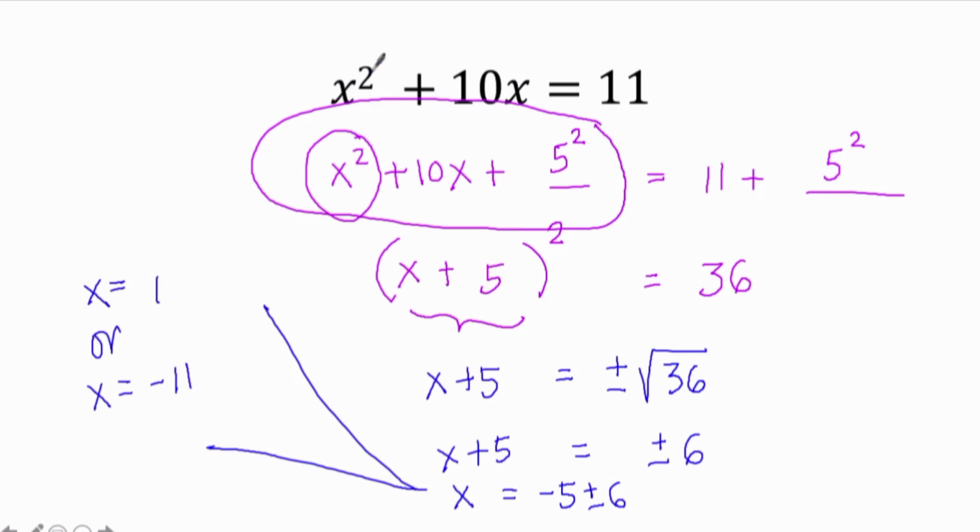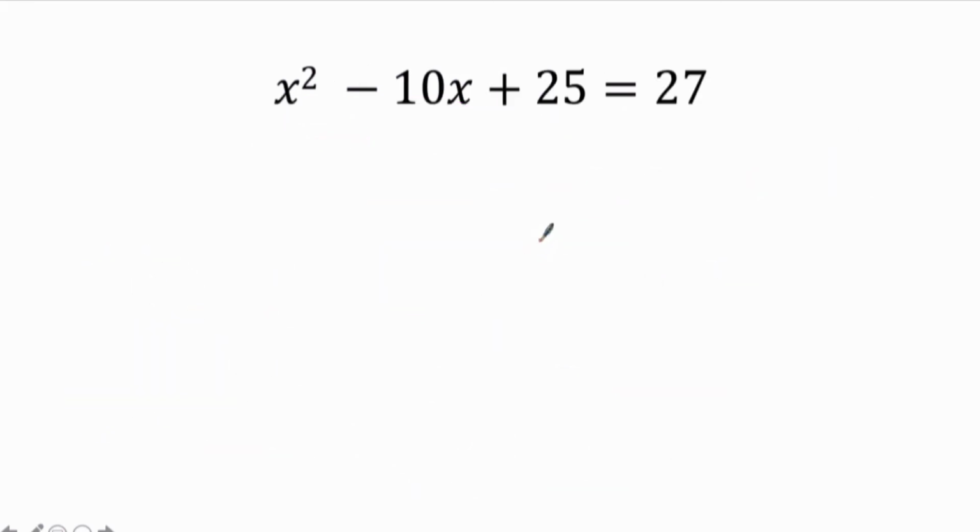So we now say that the roots of x squared plus 10x equals 11 are x equals 1, or x equals negative 11. Let's have another example. If we have x squared minus 10x plus 25 equals 27, find the value of x.